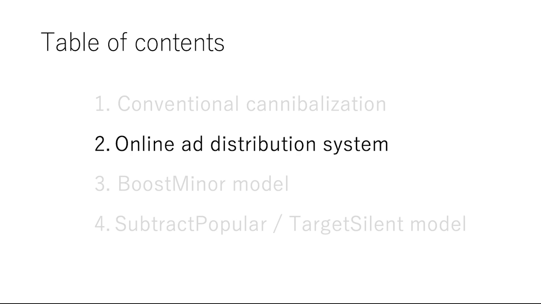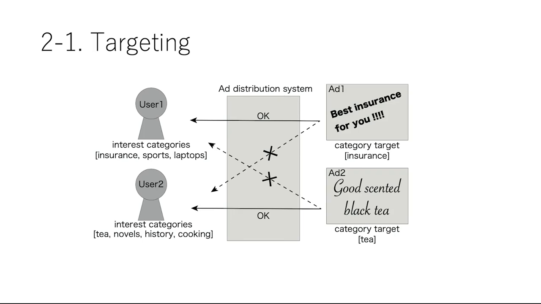Second section is online ad distribution system. Our advertisement distribution system has category targeting setting. If advertisers set the category targeting, the advertisements are only delivered to users who are interested in the same categories. For example, Ad 1 has category target for insurance, so this advertisement can only be delivered to user 1 because interest category of user 1 contains insurance. But Ad 1 cannot be delivered to user 2 because interest category of user 2 does not contain insurance.